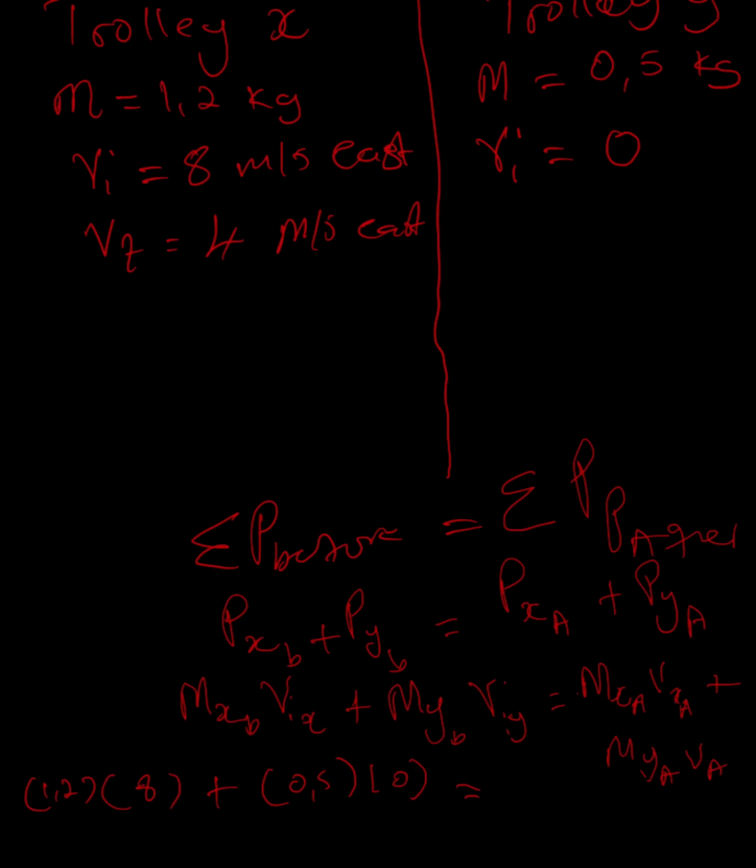What happens after the collision? We know that for trolley X, the mass will still remain at 1,2, but the velocity now changes to what? To 4, okay? This is plus the mass of the trolley again, which is 0,5, as well as the velocity of the trolley, which we are looking for, okay? These two will give us 0, which means now here we're going to have 9,6, which is equals to 4,8 plus 0,5 VF. Now, you can just simplify and calculate the final velocity of this object.